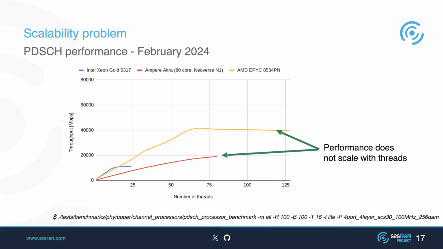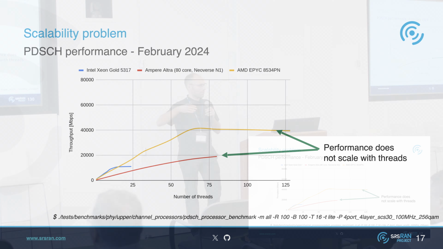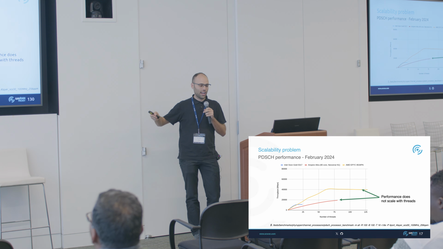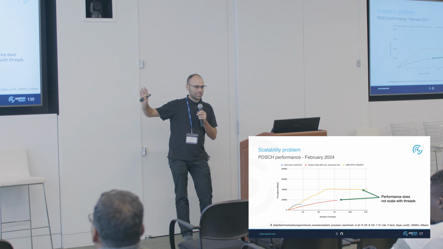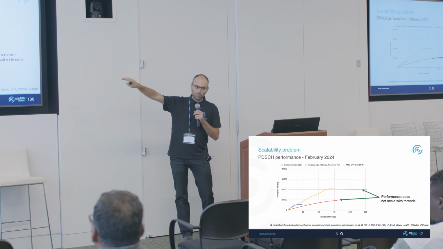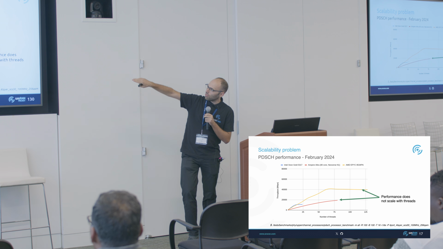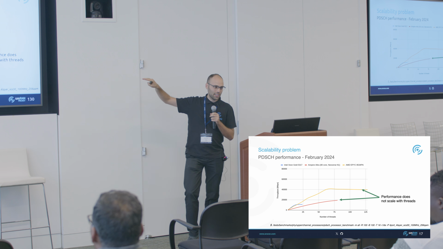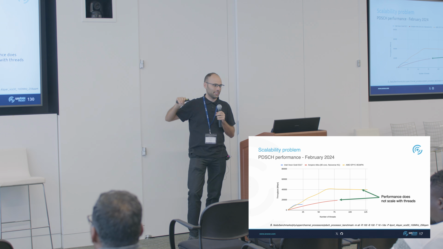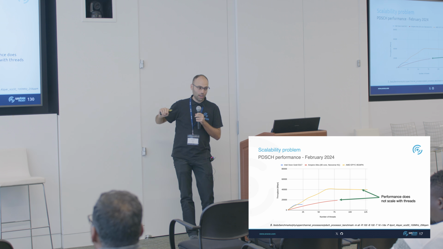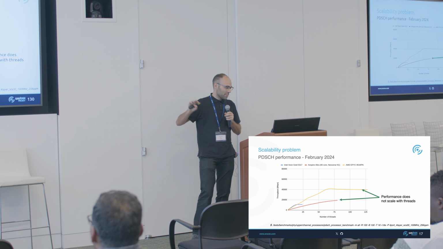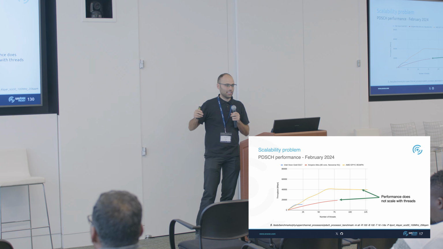Then, in the beginning of the year, we had some PDSCH benchmarks where we can see our processing performance depending on the number of threads. And we had a little issue: when we were reaching around 60 threads, we had this bottleneck on the top. You can see the yellow graph. That's x86. It has a little ceiling around 40 gigabits, so we couldn't get above that line. And then the red line is the ARM architecture, which couldn't get much higher than 20 gigabits.